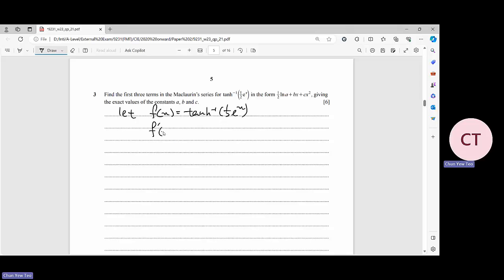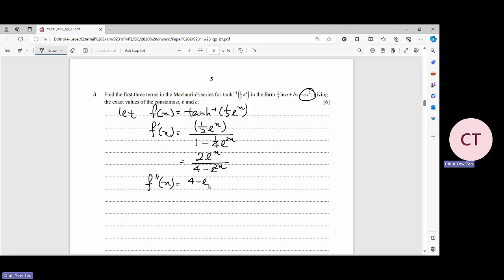So what you need to do is to differentiate this. You can refer to the MF19 formula booklet for the differentiations. You're supposed to get this. If you differentiate from the formula booklet directly, then simplify it, multiply everything by 4, you get 2e power x divided by 4 minus e power 2x. Then you need to go up to x squared, so you need to do the second derivative.